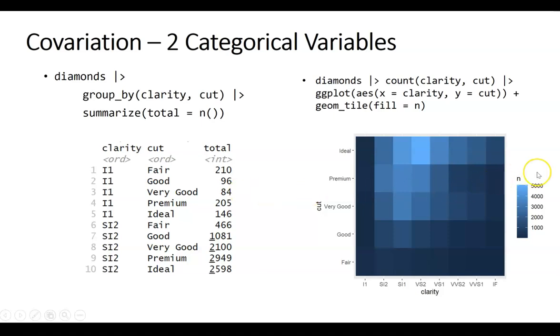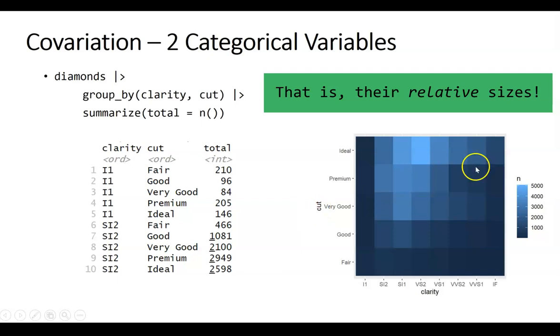So what a heat map does is it plots them in a more rectangular format and color codes the cell at row premium, column VS2, with a color that's associated with how many are in that category. So what we lose in looking at a heat map is the exact value of how many premium VS2 diamonds we have. But what we gain is an understanding of that value's relationship to all of the other counts.